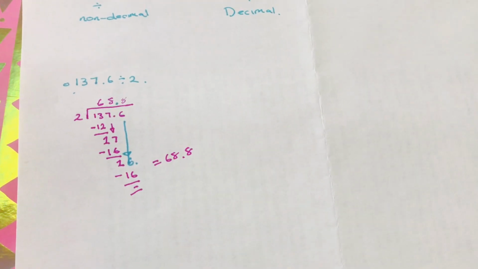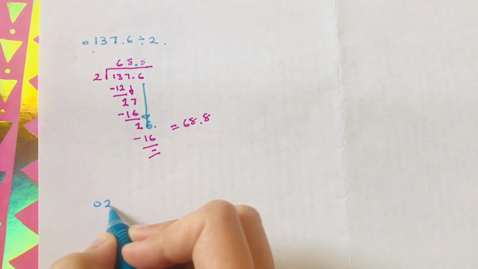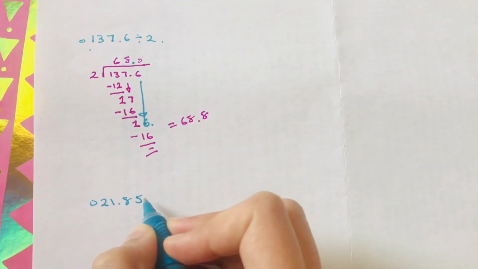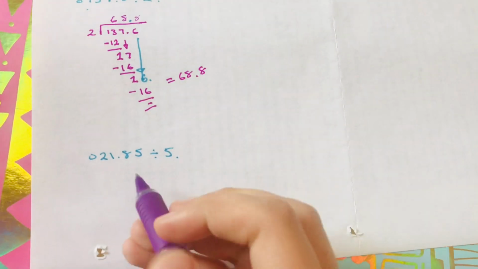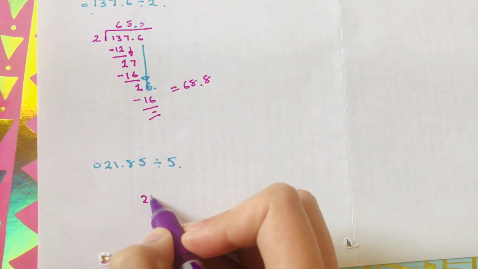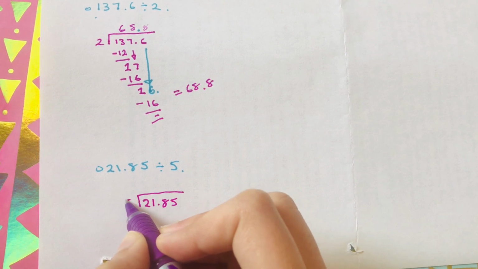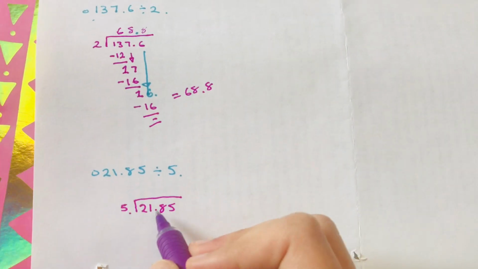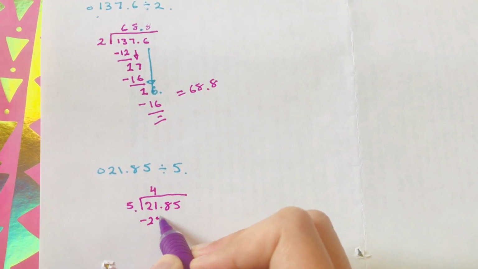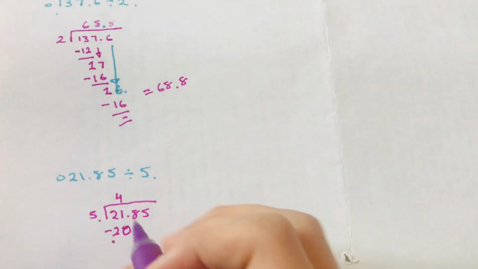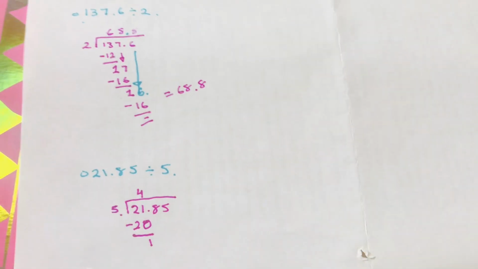Another example that involves a decimal divided by a non-decimal would be 21.85 divided by 5. Using the division sign, 21 divided by 5 gives 4. 4 times 5 is 20. The remainder is 1. And now you have the decimal point. So what are you going to do?